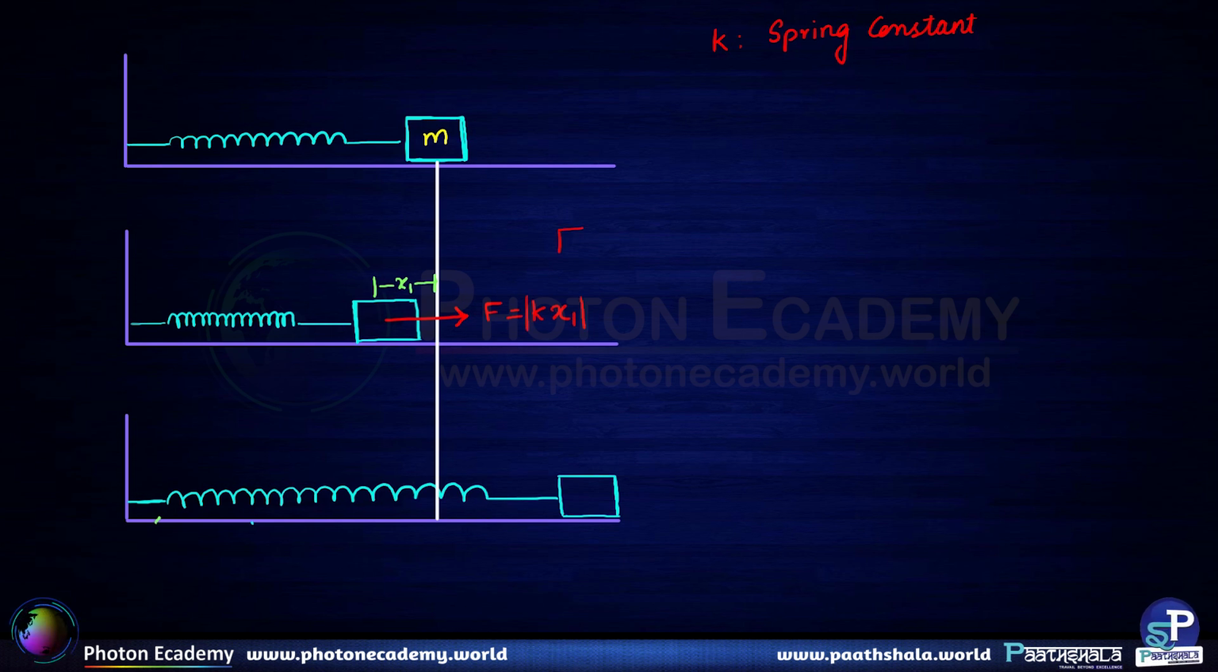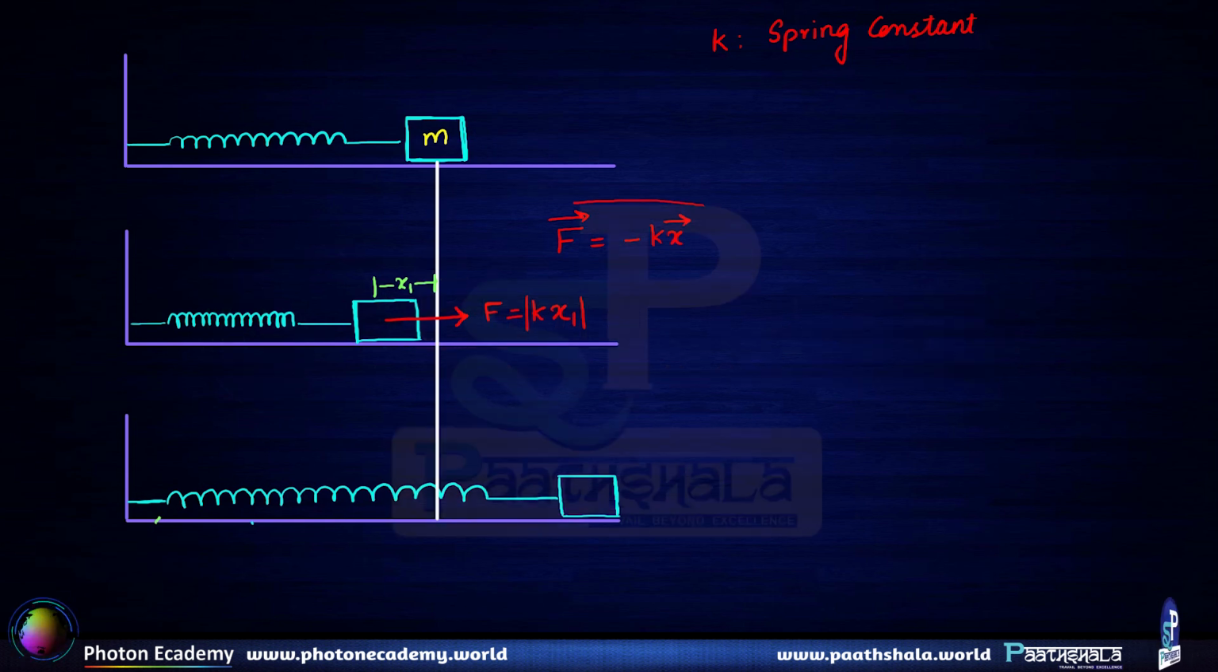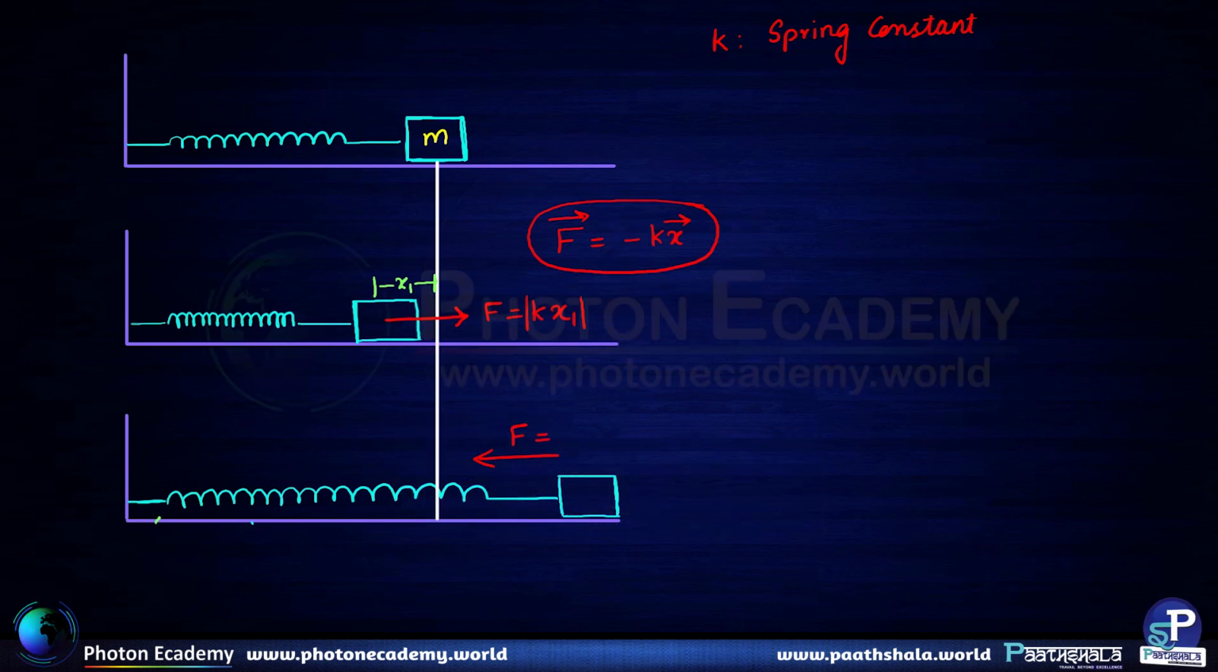If we want to write down the force with respect to the displacement, then the force vector will be negative of k into the displacement vector. So k into the displacement vector is scalar multiplication of a vector quantity. So force is equal to minus kx. Similarly, here the spring that has been extended by a distance, let's say x2, will experience a force in the direction opposite to the displacement x2, and this will be given as minus kx2, and in magnitude it will be equal to kx2.